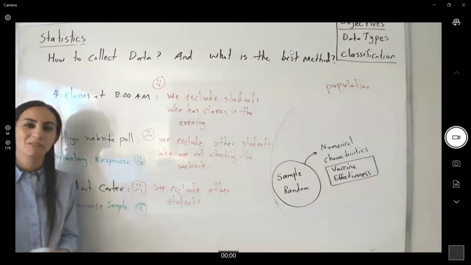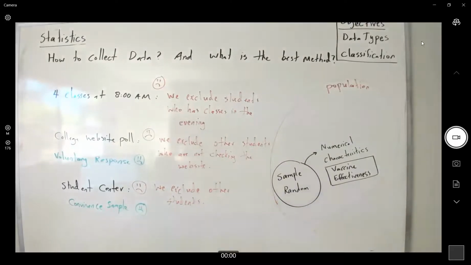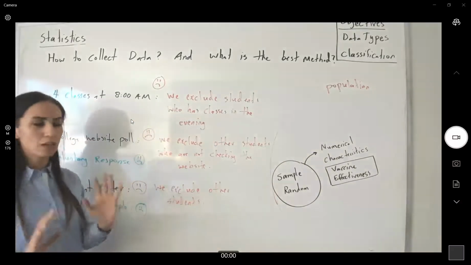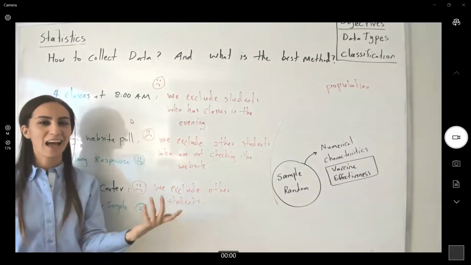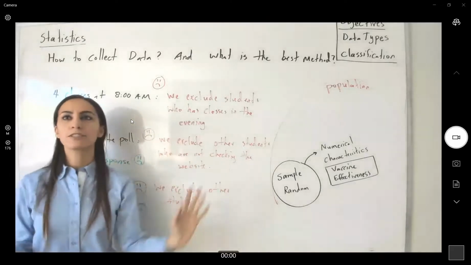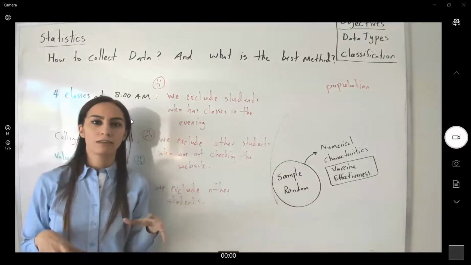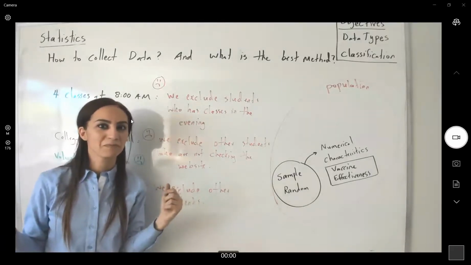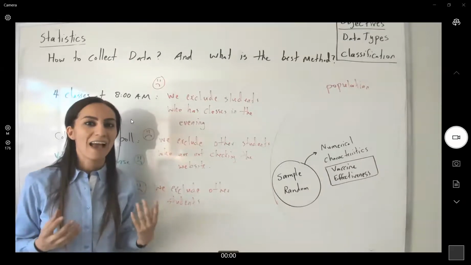So what's the best way? The best way is going to be just walking around the campus and asking questions. Now I expect you to ask, what about this situation that we have right now? We don't have access to campus. How do we collect data that are actually not biased and are random?